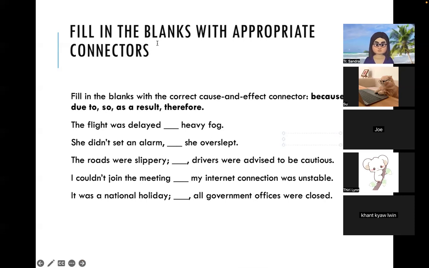What happened to this one? Maybe I think I'm going to close this one here.